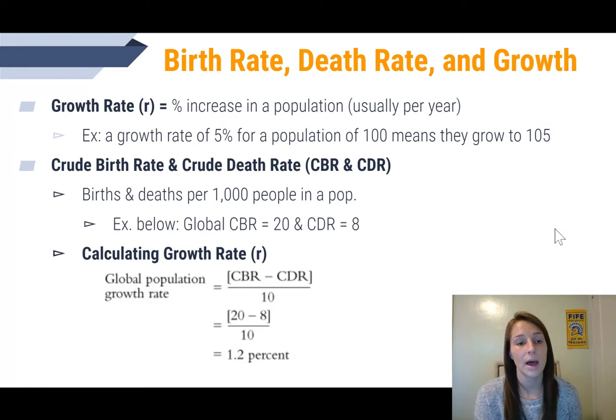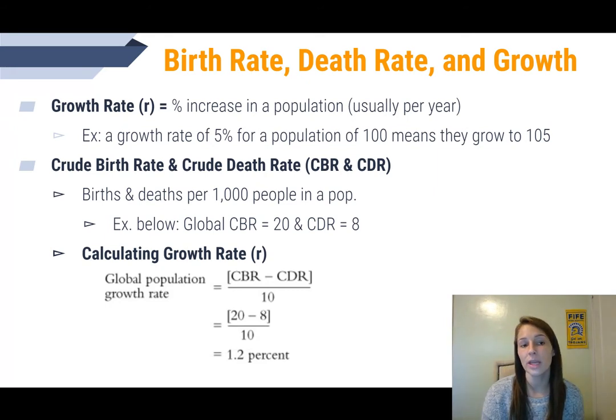But when we are talking about the growth rate of a population, there's a few different factors that can go into it. And I'm going to introduce you to a little bit of math here for how we can calculate some of this. So when we talk about growth rate, it's often referred to with a lowercase r. And this is going to be the percent increase in a population. And usually we look at it per year. So for example, if a population has a growth rate of 5% of 100, that usually means that they're going to grow to 105 individuals.